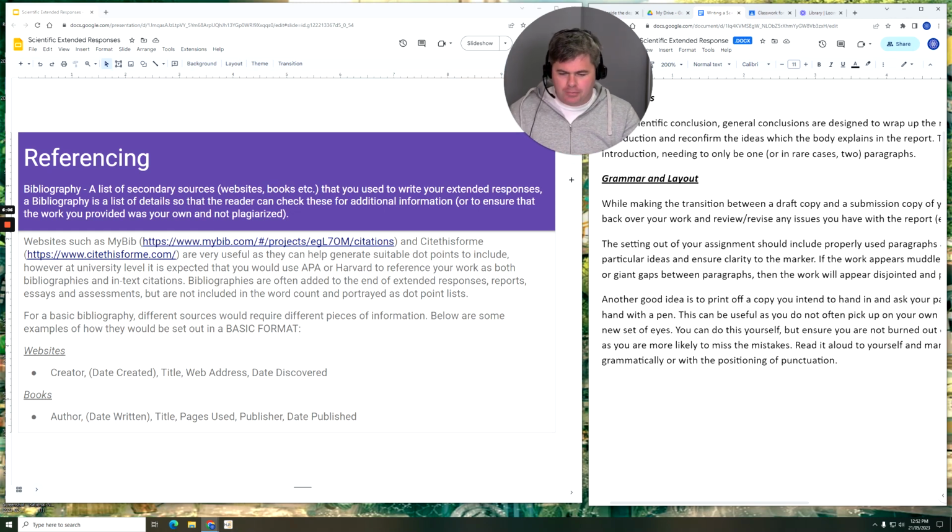All right. The basic format that you would have used in years 7 and 8 and 9 would be one of these two. If you're referencing a website, you have who wrote it, in brackets the date that they created it, the title of the thing, web address to find it, and when you actually accessed it. Books, similar concept. All right.